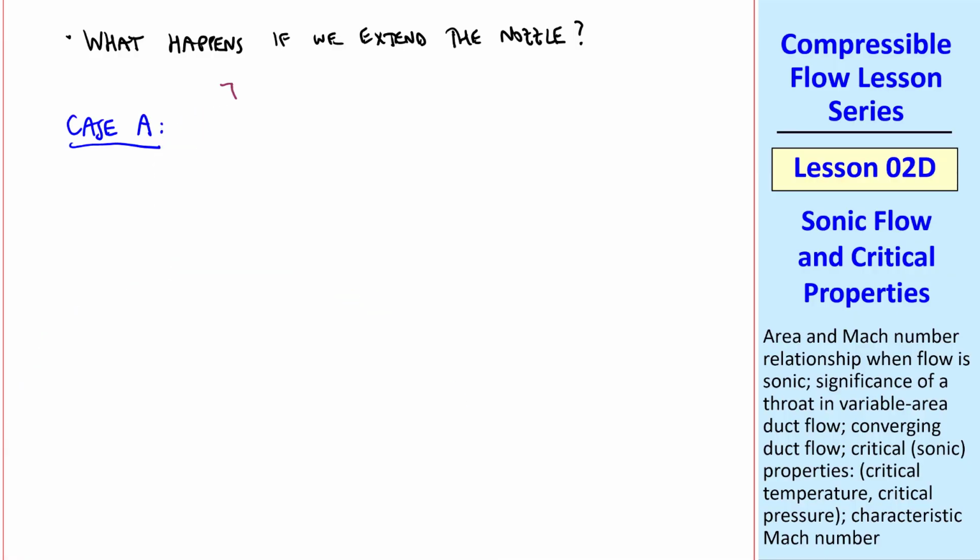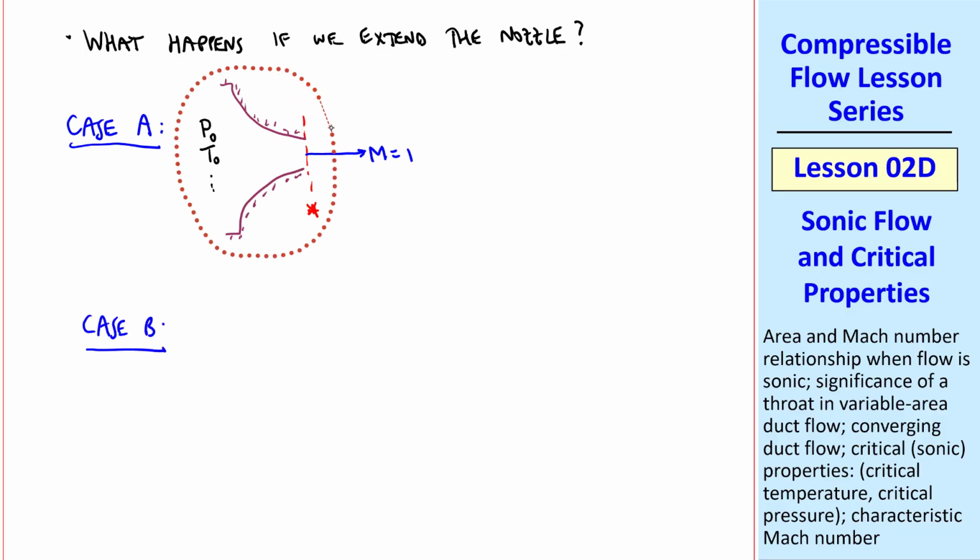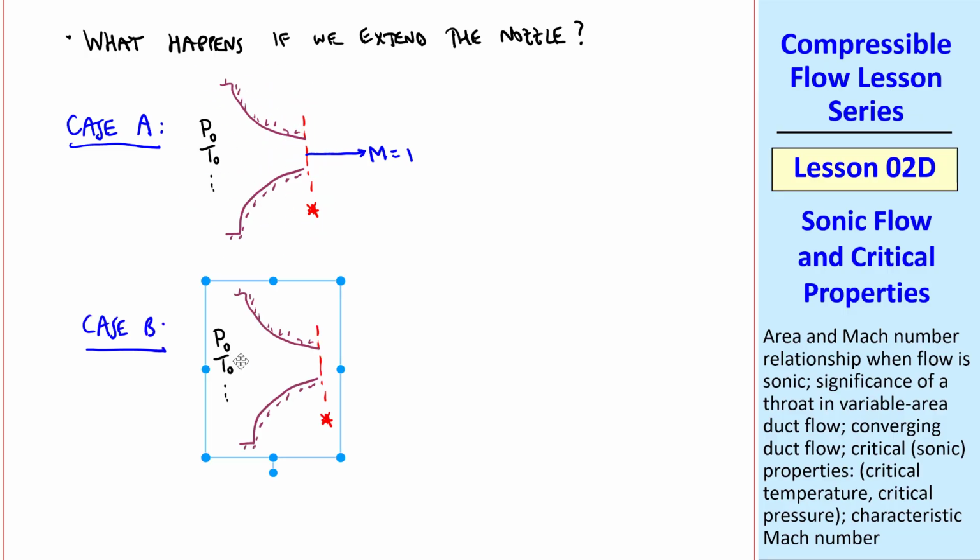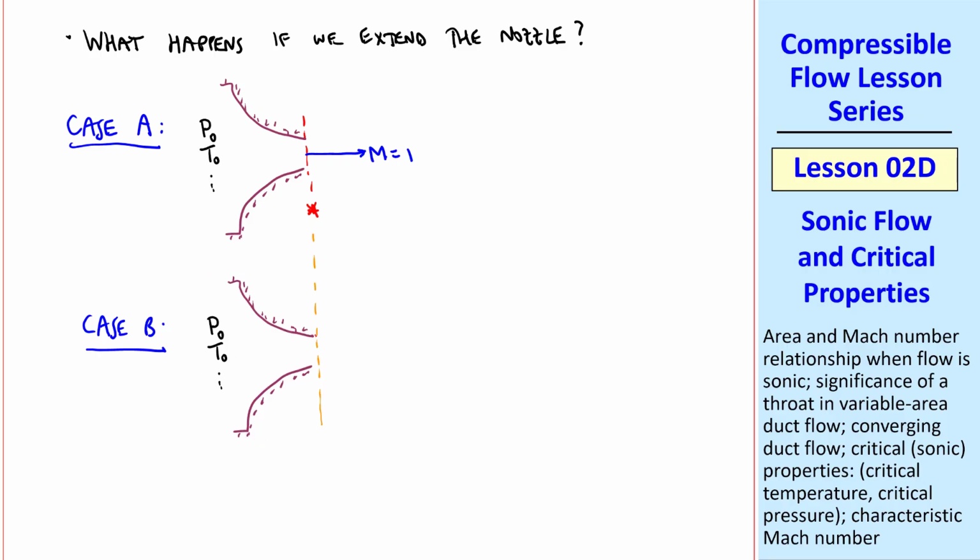Case A has our tank with P0, T0, etc. in the upstream tank and small enough back pressure so that we have sonic conditions at this throat with Mach number 1. Now imagine that we take this same nozzle, and I'll copy and paste it here, but we now extend it to a smaller area. This is the original A star for case A, and we keep the same upstream properties. We just added a short extension.